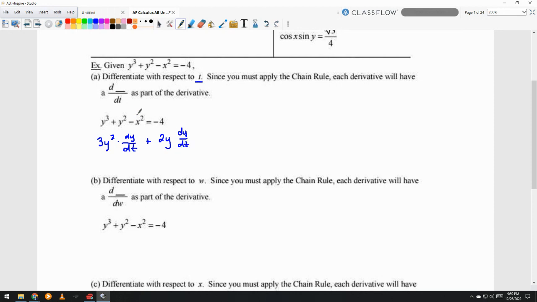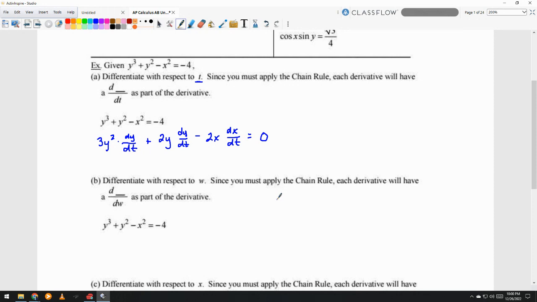And then the derivative of negative x squared is negative 2x. This time we're going to have a dx over dt next to that because we differentiated an x term, so we put an x on top. And then don't forget to differentiate your constant. A lot of people will forget this step and they'll write negative 4 over here, but the derivative of negative 4 is 0. Derivative of any constant is going to be equal to 0.